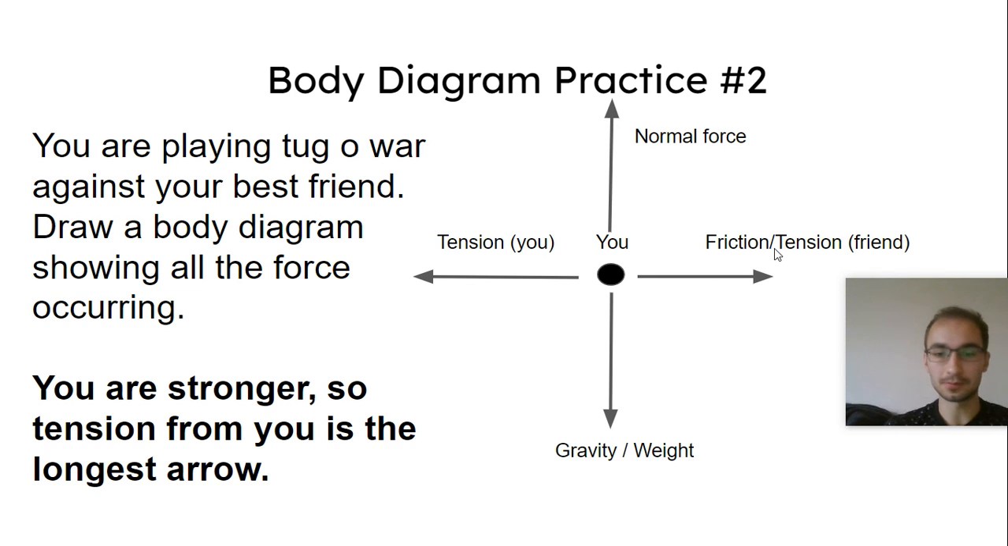Hopefully you got that you're not falling, so you have gravity and normal force going up and down, canceling each other out. There is friction from your friend. You could also call it tension because it's a pulling force that's providing friction. And then you're giving tension, so you're pulling to the left. You're pulling to the left, and the arrow's a little bigger because you're stronger. So that's how you do body diagrams. You basically start with the dot, the object, and then you draw arrows to represent the different forces acting on it. My hint, you should always start out with gravity. Gravity will always be there.